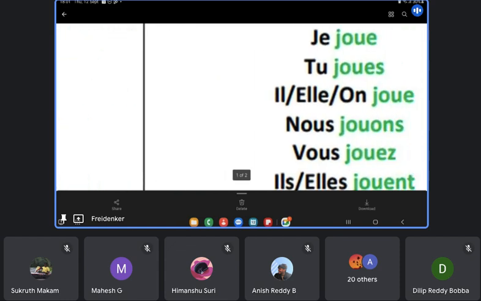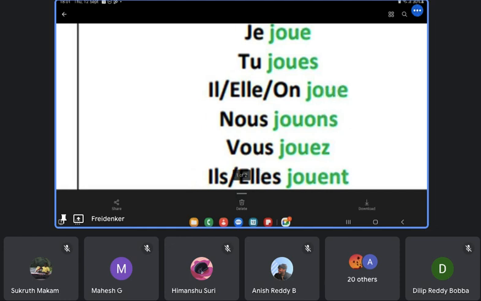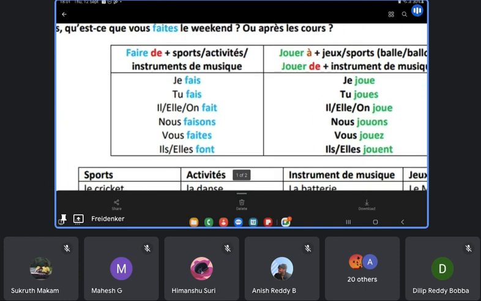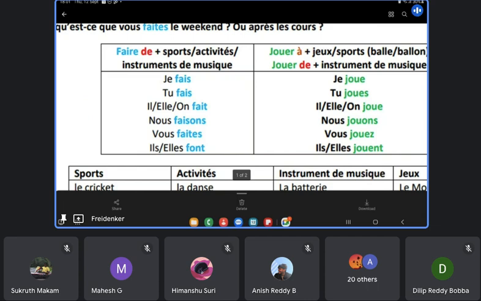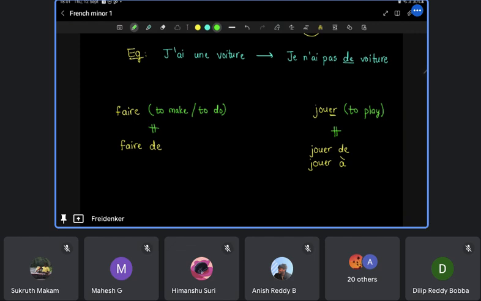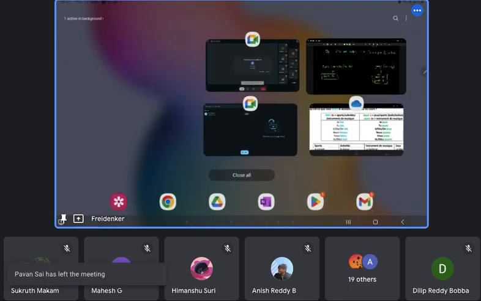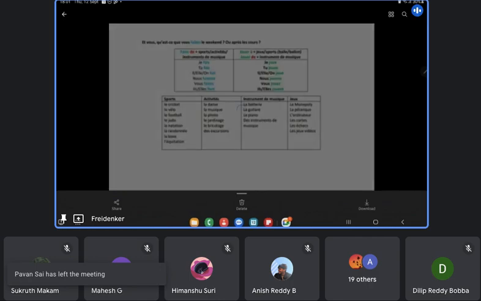The other thing is this one, jouer. It simply means to play. So we have faire and jouer here. Now we'll be seeing how to use these verbs: how to use this one, and how to use this, and when to use these three things. But before that, we have some examples.